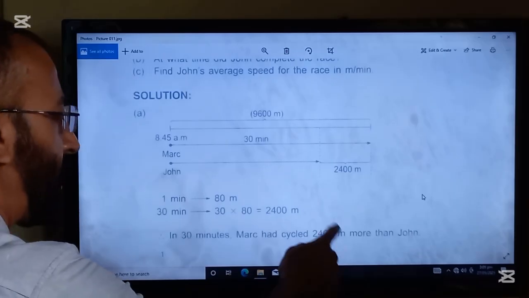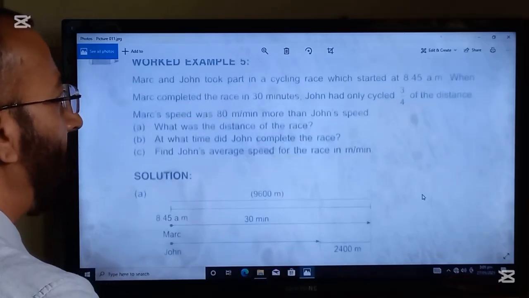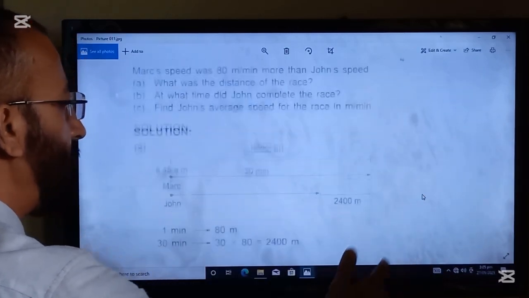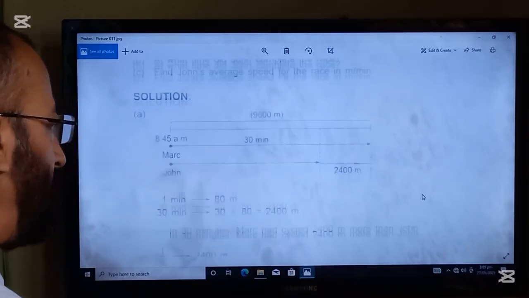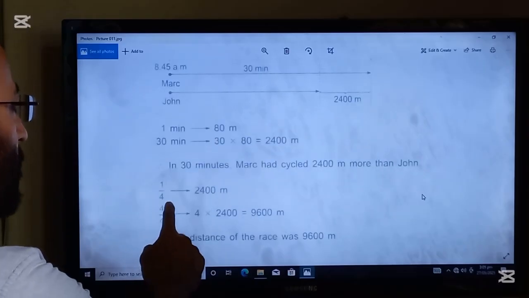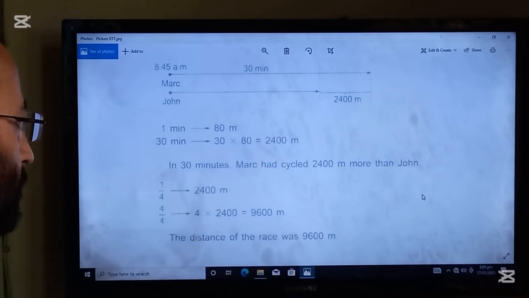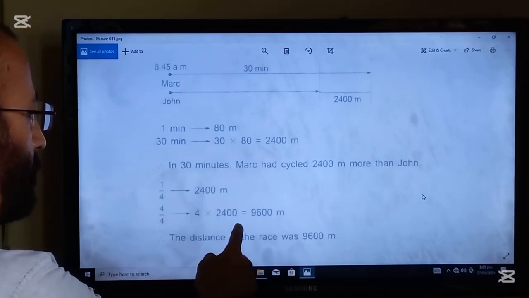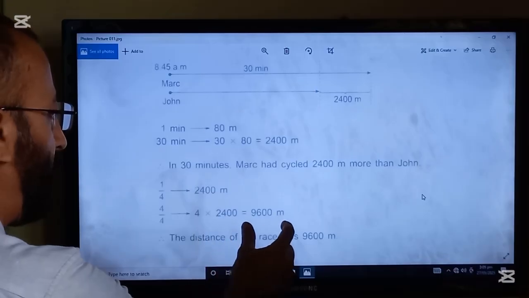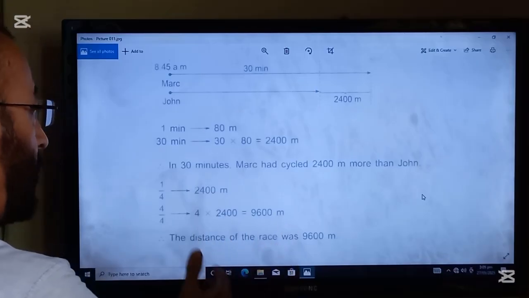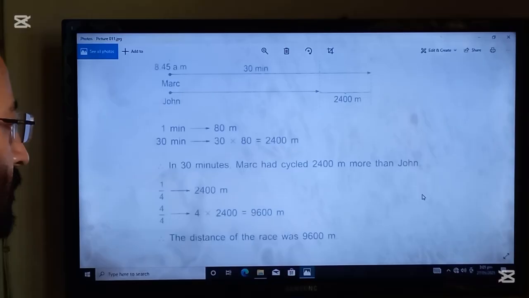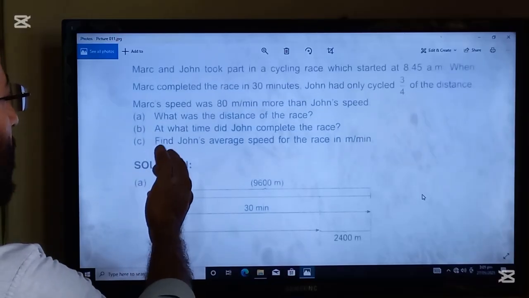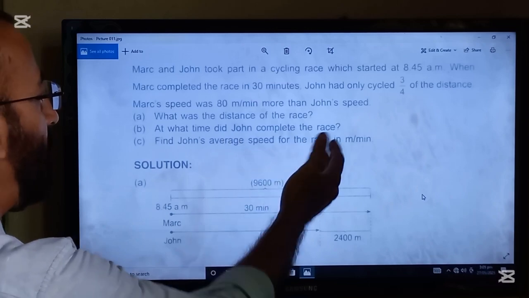Okay, so this is the distance which is more than John, and 1/4 of the distance is still left. So it means 1/4 of the distance is equal to 2400 meters. So 1/4 of the journey is equal to 2400 meters. Multiply 4 on both sides. So 4/4 is equal to 4 into 2400. Multiplying it on the calculator will give us this answer. So this is the distance of the race. Okay. Part B's requirement is, at what time did John complete the race?